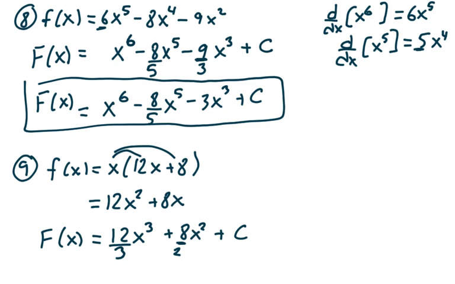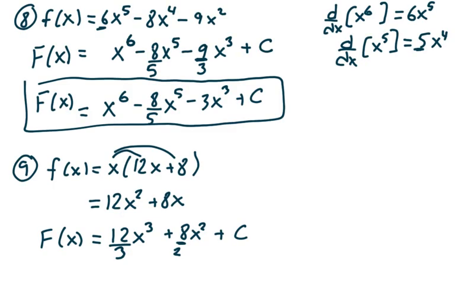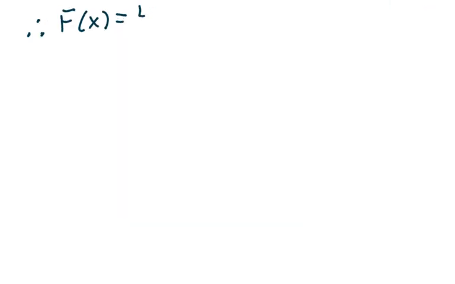So if I go to simplify that, I'm going to say the following. Capital F of x equals, now look, 12 divided by 3 is 4. So we get 4x cubed plus 4x squared plus c, right? That's how we do problem number 9.